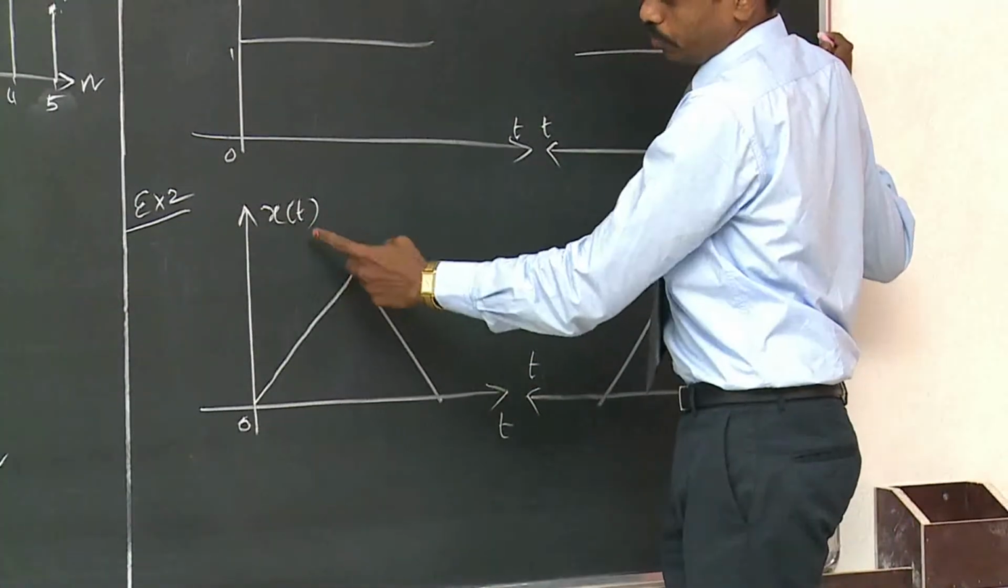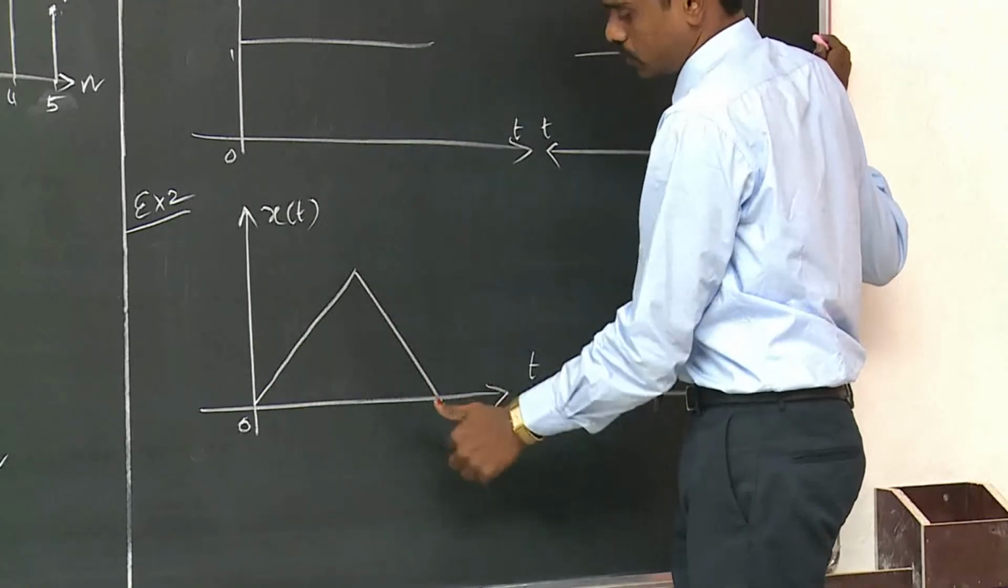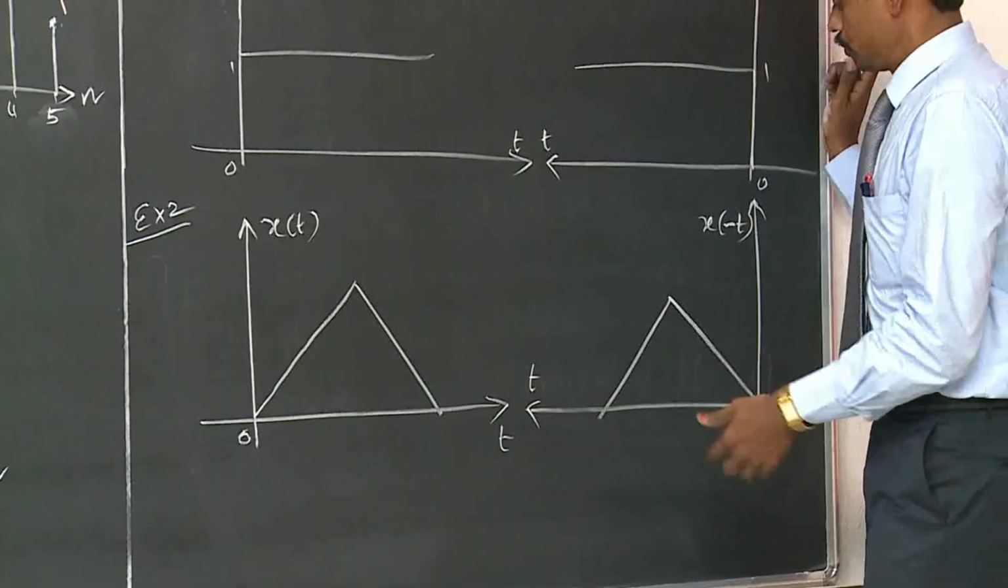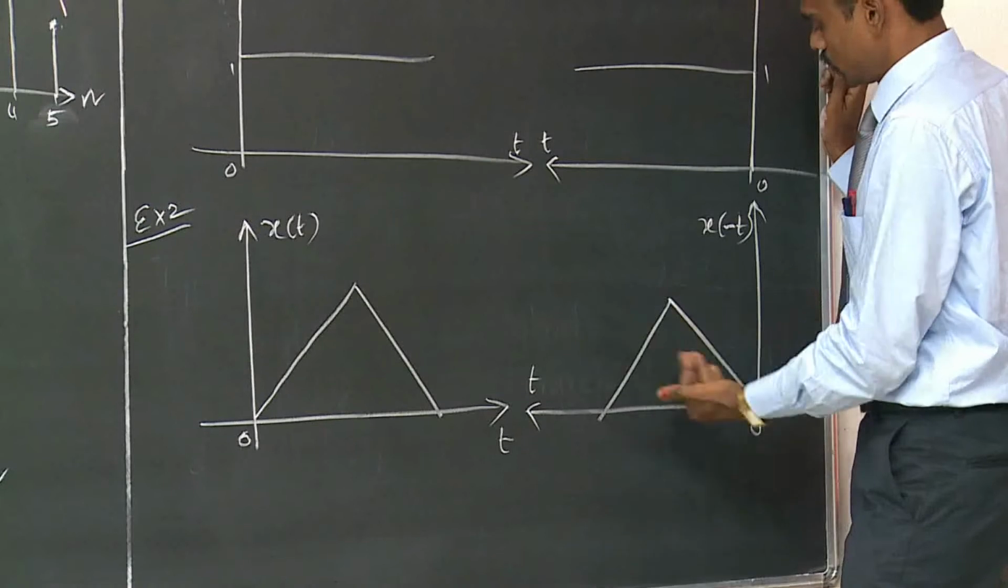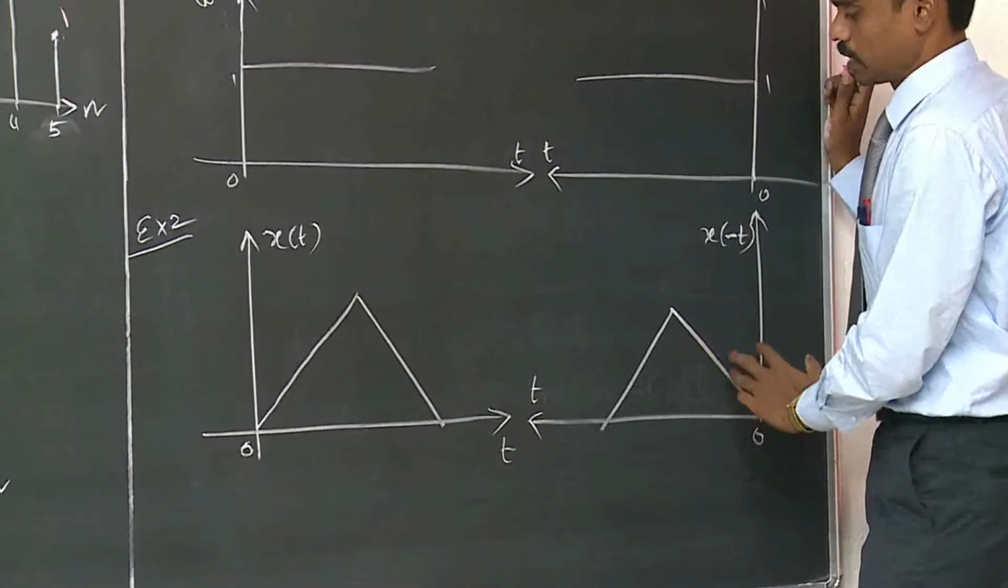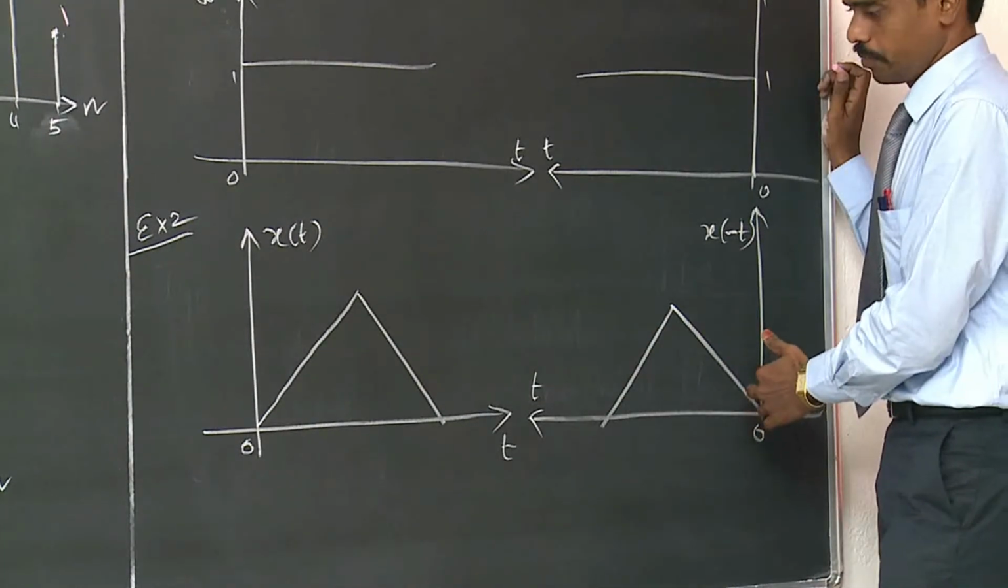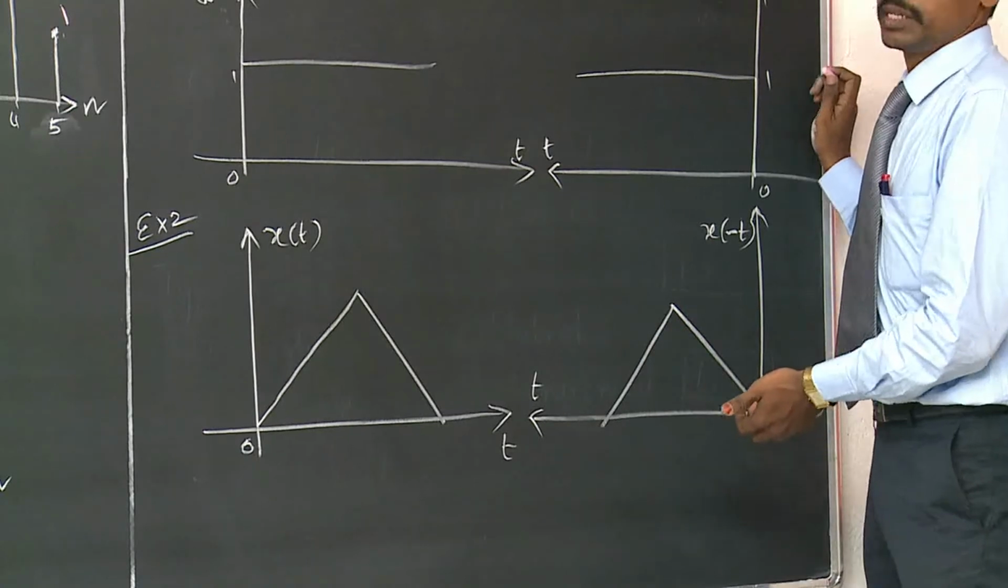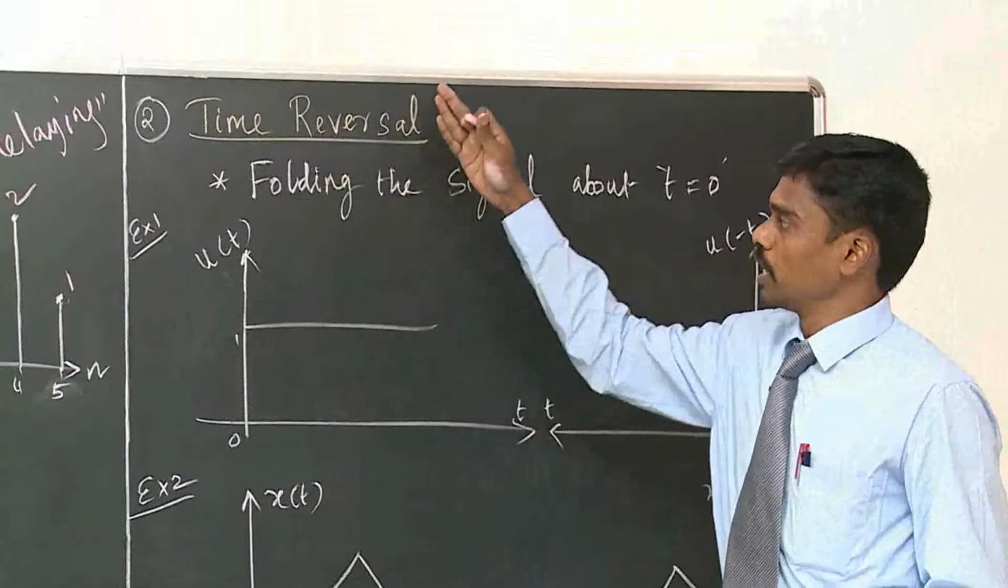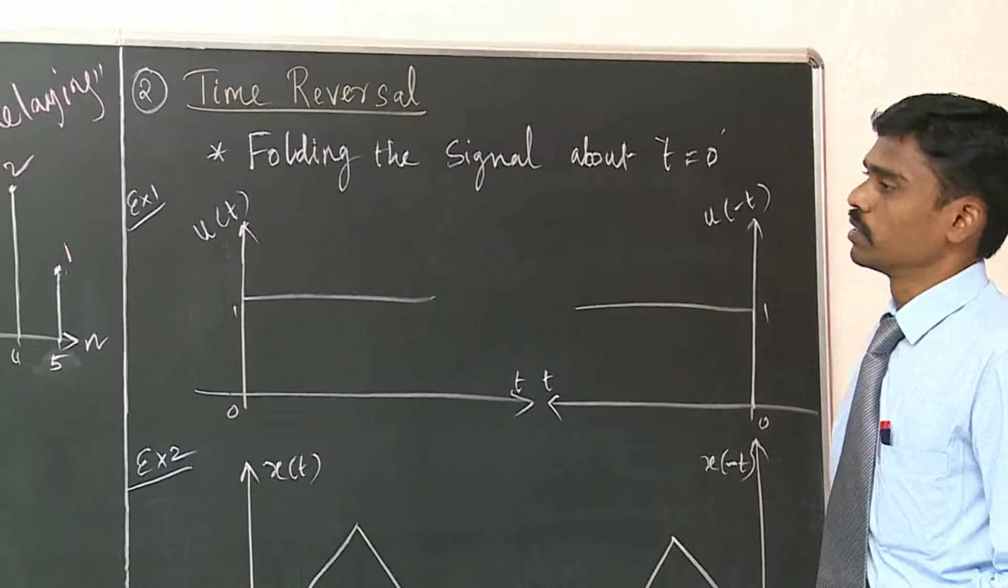Example 2, x of t. The x of t is a triangular waveform. This triangular waveform is reversed with respect to the origin. It is like a mirror image. It will give the mirror image of the signal. So this is all about time shifting and the time reversal process.